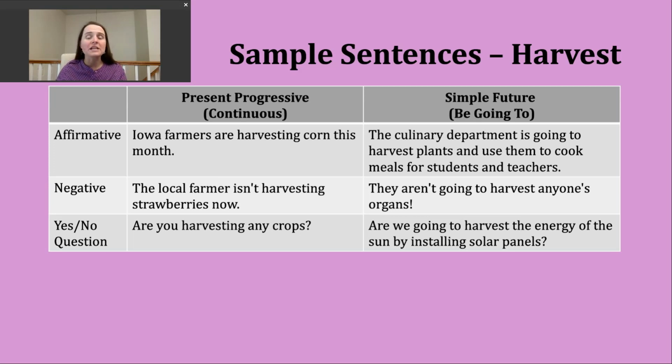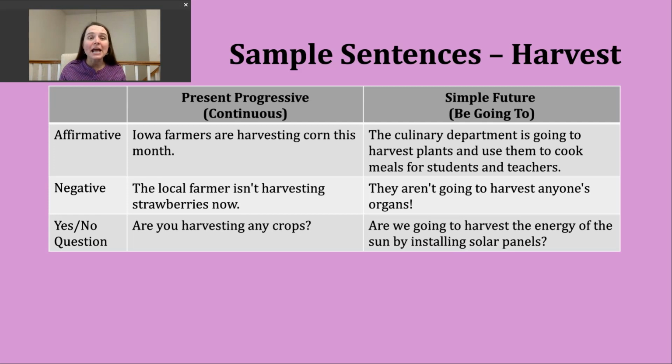So our first part is going to be to use a present form of be. So if my subject is I, I'll use am. If my subject is you, we, or they, I'll use are. And if my subject is he, she, or it, I'll use is. And then the second part of my verb is the verb with ing.